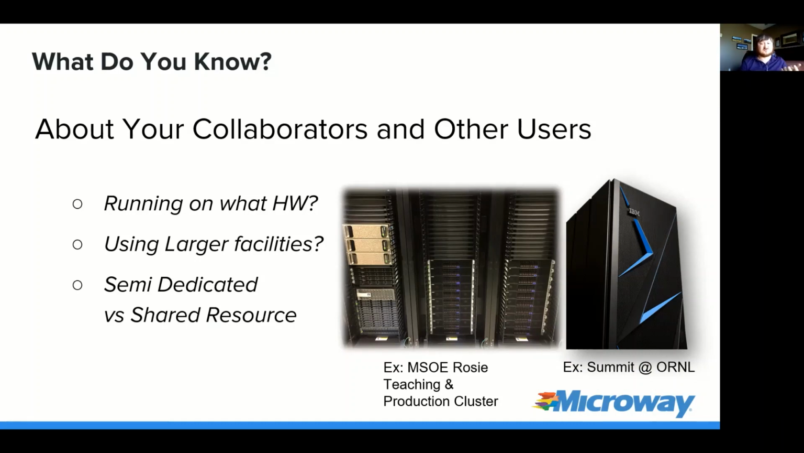And then finally, what kind of resource is this? Is this a semi-dedicated resource for you in a small group? Is it a shared resource across the institution? This too may guide your hardware architecture. For example, Milwaukee School of Engineering deployed a teaching and production cluster called ROSIE. The hardware architecture changed substantially from what it was initially thought of as, because it included many more small GPU and lower density systems, because it was a shared resource that was being used for teaching as well as AI production.